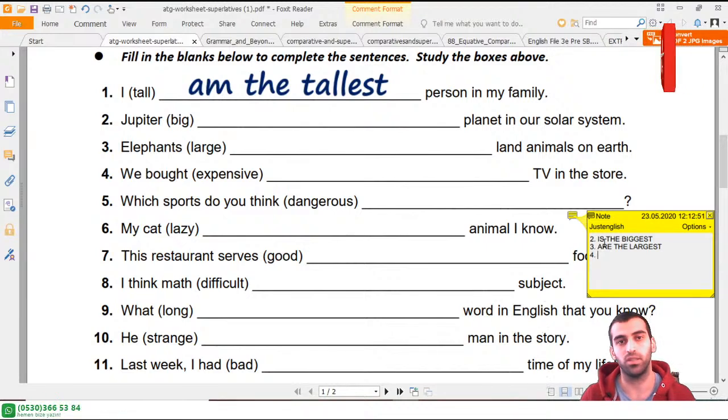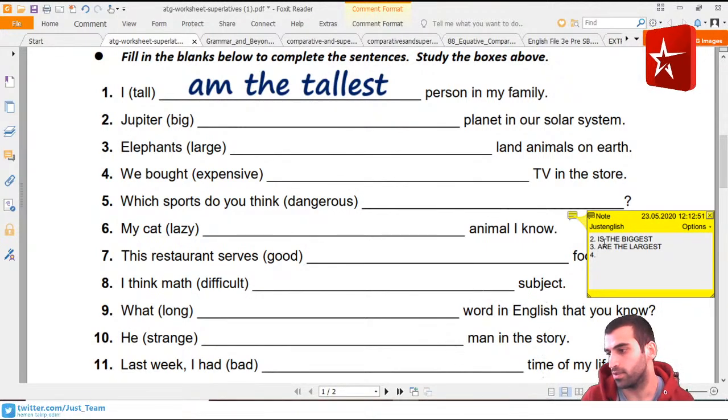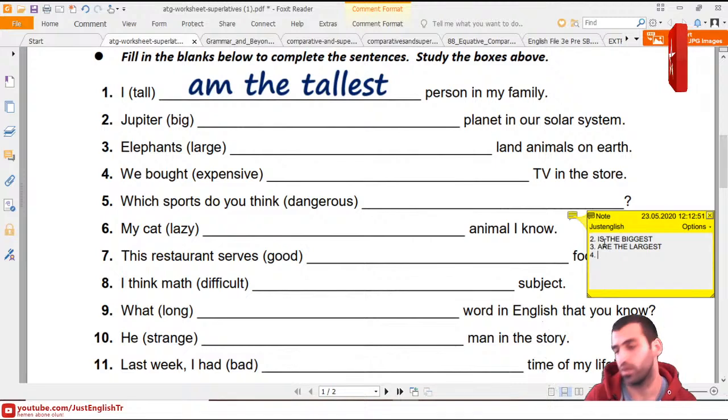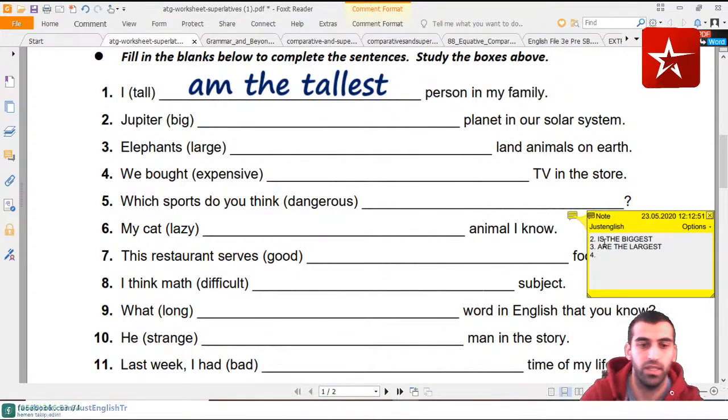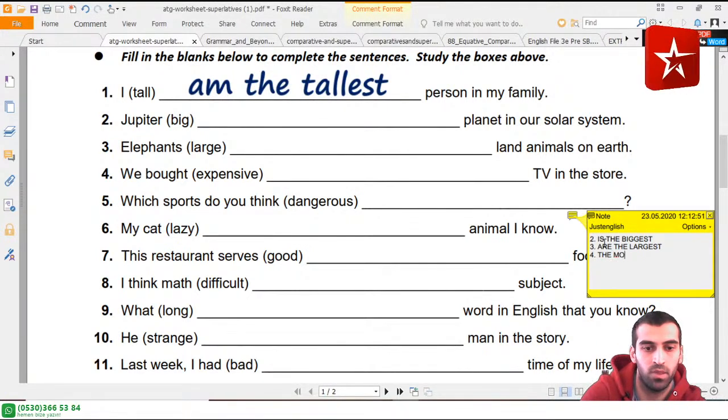Number 4, we bought. Let me check your answers. Halil Ozan says "the most expensive." Yes. Salah says "is the most expensive." Is, yes, "is the most expensive," but the verb is "bought." No need to use "to be" here. Mehmet Erdem says "is the most," not "is the most," just "the most." Yes, number 4 is the most expensive.